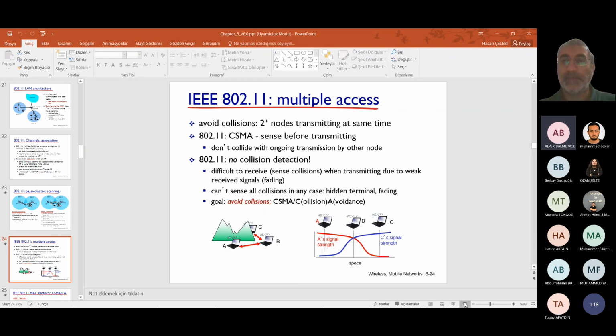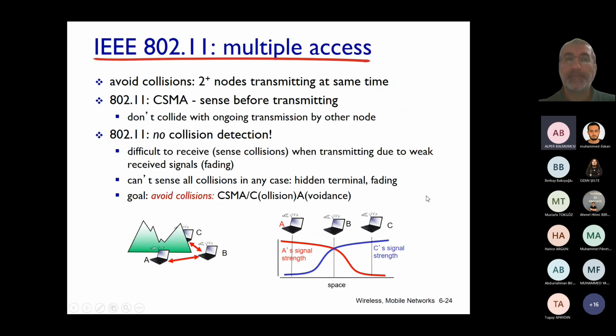Okay, so we were talking about the Wi-Fi technology, IEEE 802.11, and we are talking about the multiple access technologies. We learned this last week. So there are different strategies. One of them is called avoid collisions, used when two or more nodes are transmitting at the same time, in order to avoid the collisions.